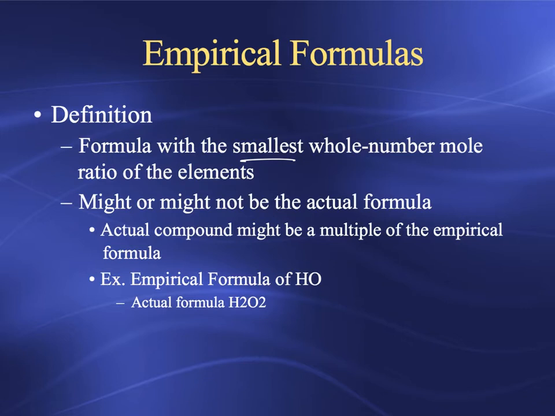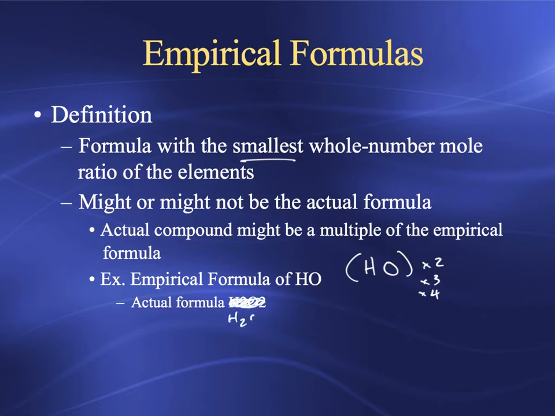Okay, so you might do the work here, and we'll show you what this looks like in a moment. You might do the work and find out that the formula for the compound looks like HO. You have 1 hydrogen and 1 oxygen. Okay, that might be the actual formula, but it could be some kind of multiple of this. It could be times 2 or times 3 or times 4 of that. The actual formula of the compound will be H2O2, right? Hydrogen peroxide is what that would be.